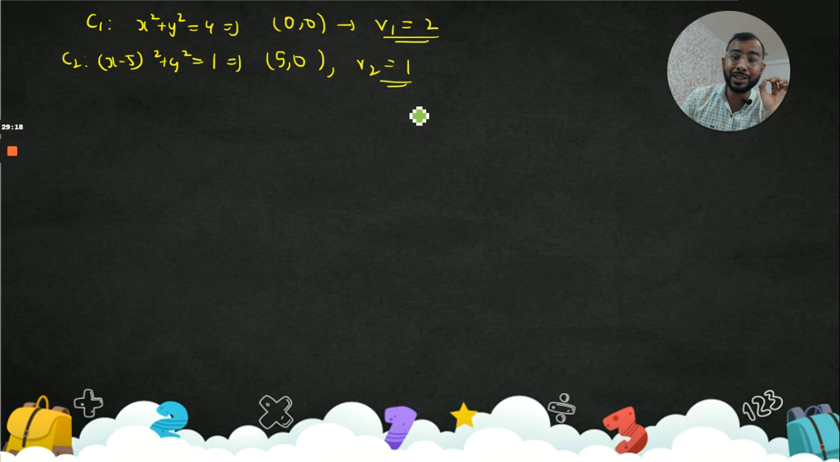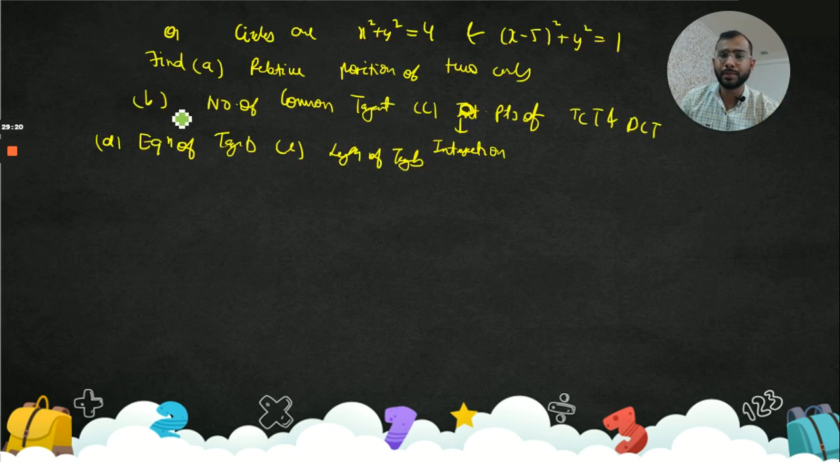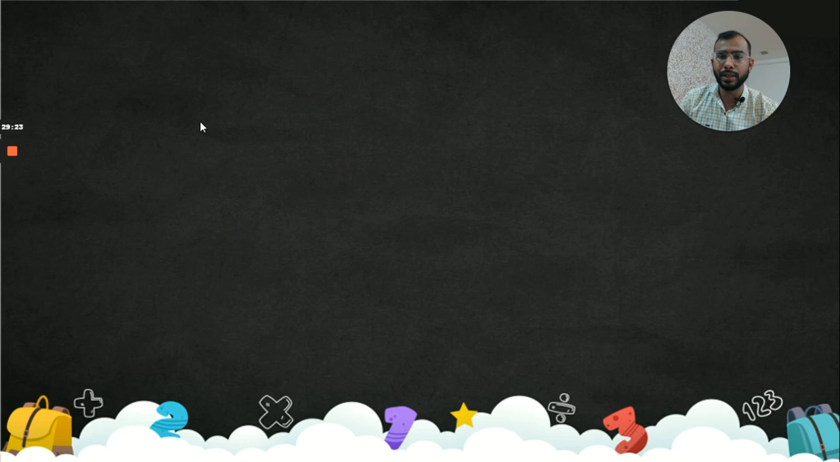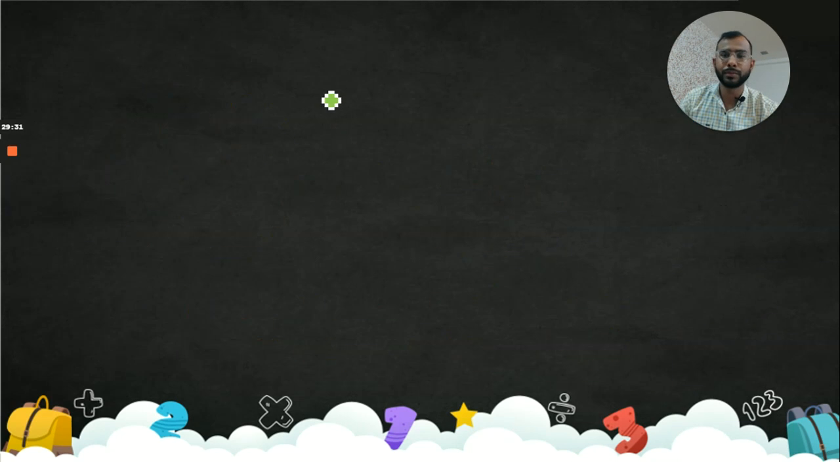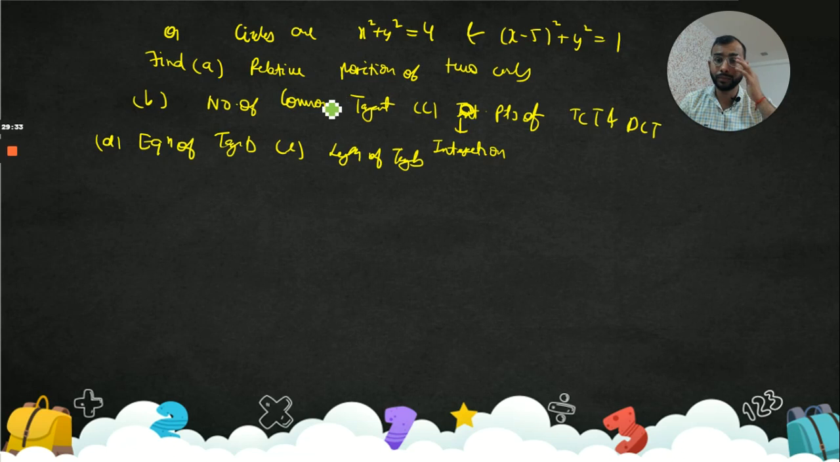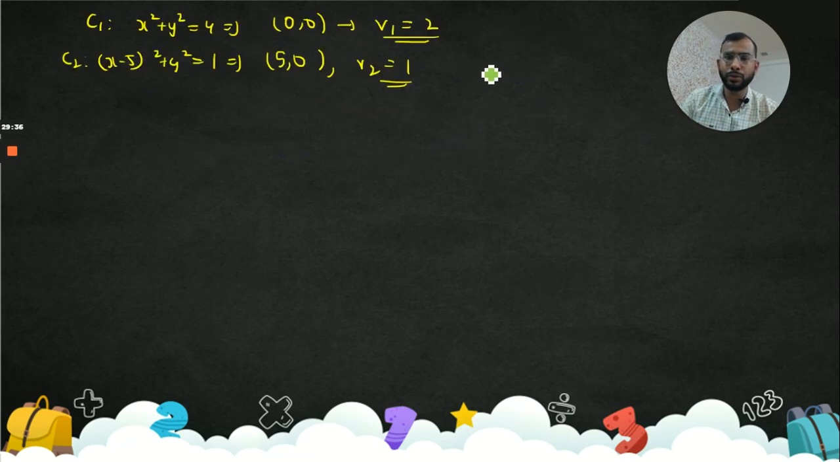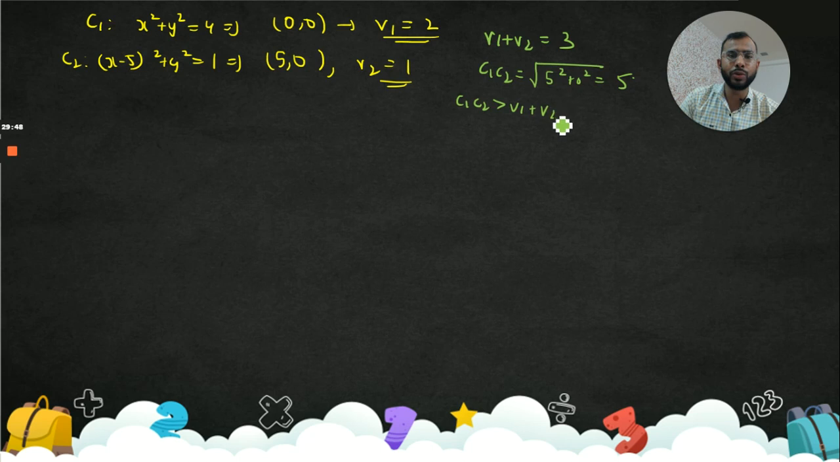Now first step, how can I tell the relative position? If C1, C2, the distance between the two centers, is greater than the sum of the two radii, let's find out. R1 plus R2 is 3. C1, C2, distance between them is under root (5 minus 0) square plus 0 square, which is 5. So C1, C2 is greater than R1 plus R2. It means not touching, not intersecting.